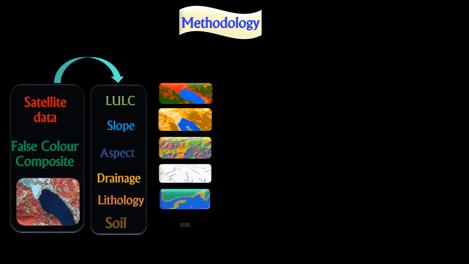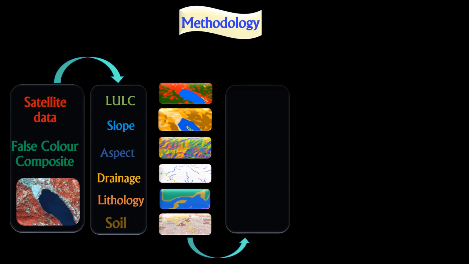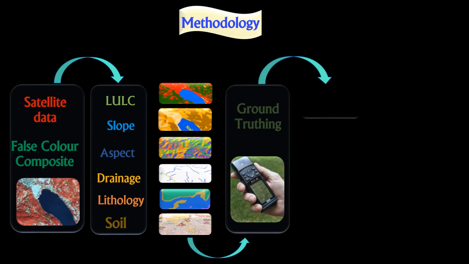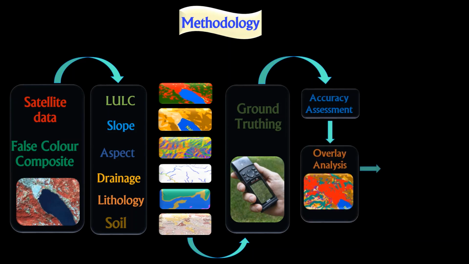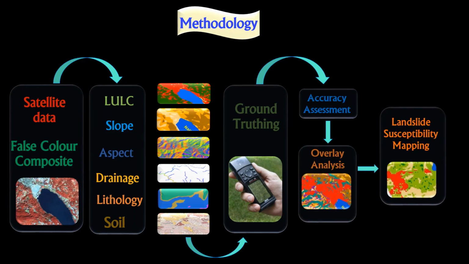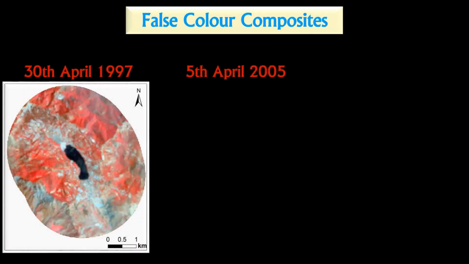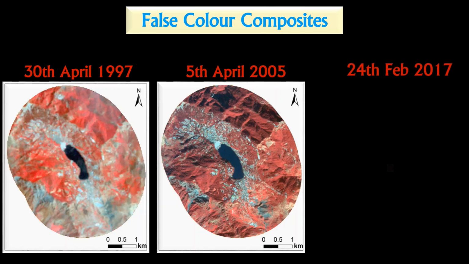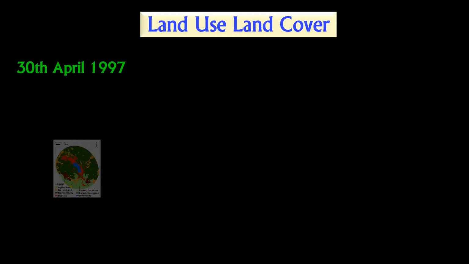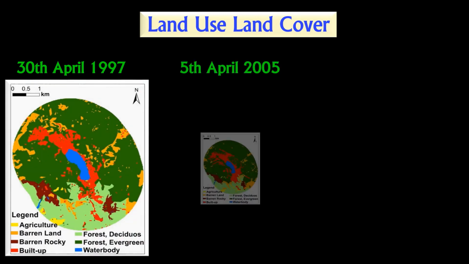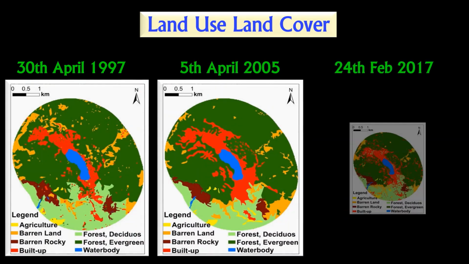collection of satellite data, creation of different thematic layers, ground truthing, accuracy assessment, and landslide susceptibility mapping have been performed sequentially to carry out the study. Satellite images from 3 different times are considered to assess the decadal changes in this region. Object-based image analysis is performed to assess the changes in LULC in a critical manner.